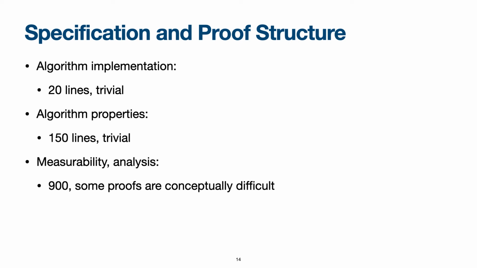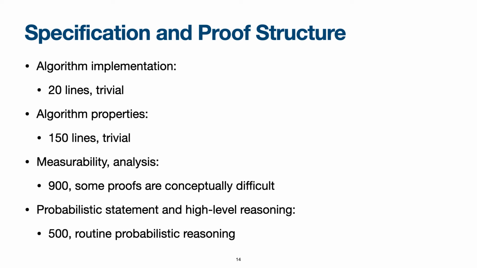And interestingly, some of these proofs are conceptually difficult. To be clear, they would not be conceptually difficult to a mathematician. I think these are proofs that a college student might have to prove in a measure theory class or in a class on real analysis. But compared to the type of reasoning that we have to do to prove the properties of the algorithms, they are much more difficult.